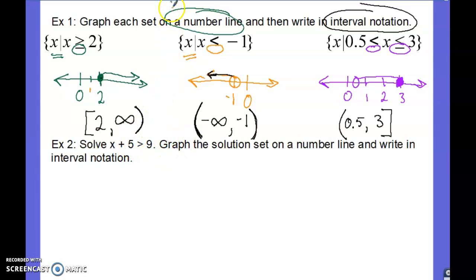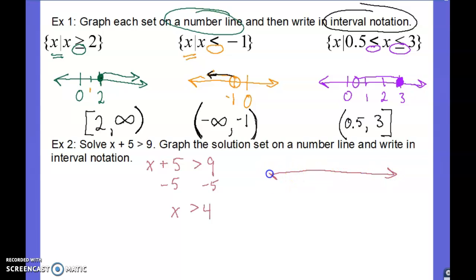I think that'll help you, because as you try to solve these future problems, what they're asking you to do is to get x by itself. So subtract that 5 over. So we're looking at x is greater than 4. So it might help you to graph on the number line.